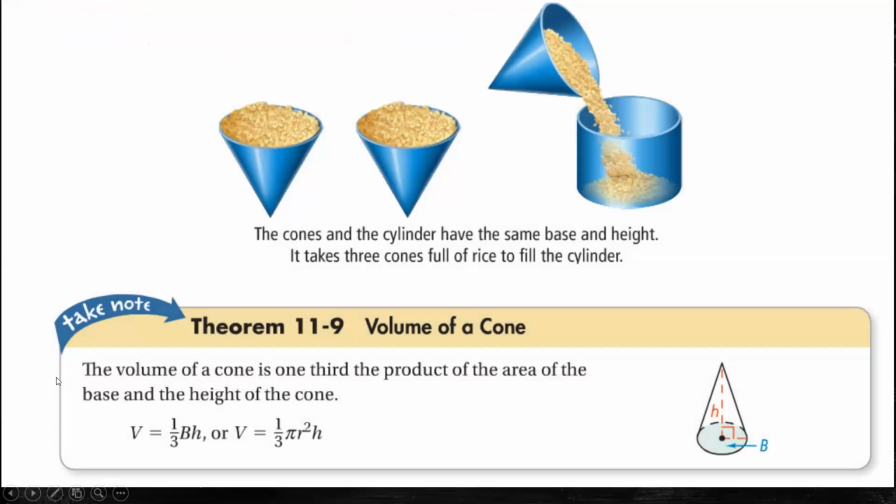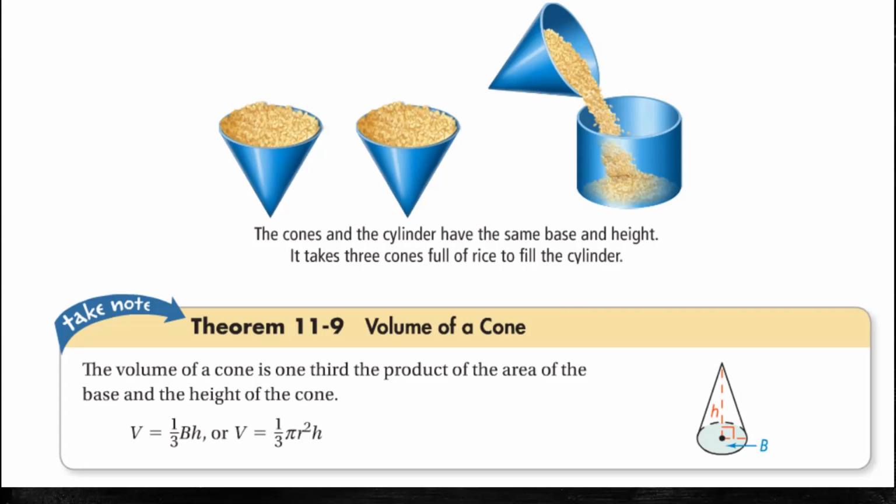Now, let's talk about the cone. The cone and the cylinder have the same base and height. It takes 3 cones full of rice to fill the cylinder. Look at this picture here. We have a cylinder. They bring 3 cones of rice as an example. They fill the cylinder, like the pyramid and the cube: 3 pyramids in one cube. And here, 3 cones in one cylinder.